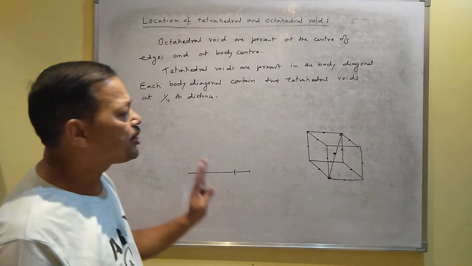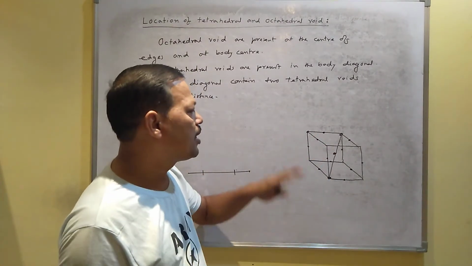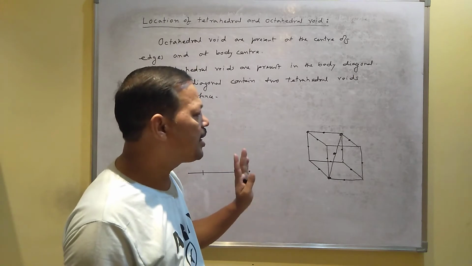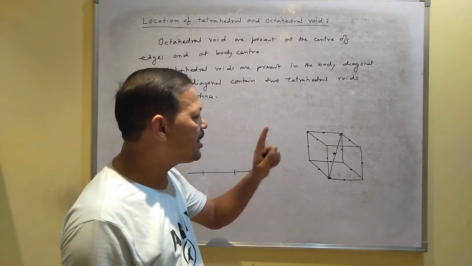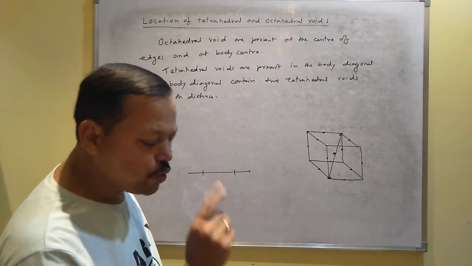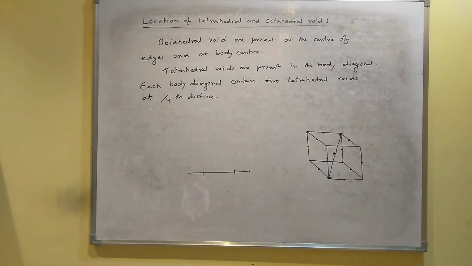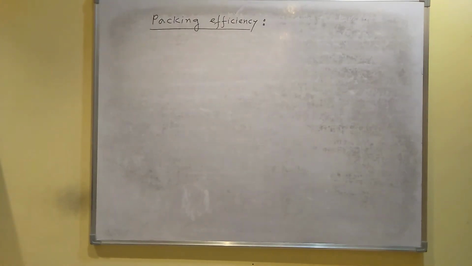So octahedral voids are present at the center of the edges and at the body center, and tetrahedral voids are present at the body diagonal, and each body diagonal contains 2 tetrahedral voids at 1/4 distance. So you should know the positions of the voids, where the tetrahedral voids are present and where the octahedral voids are present. Now this is another topic, which is called packing efficiency.